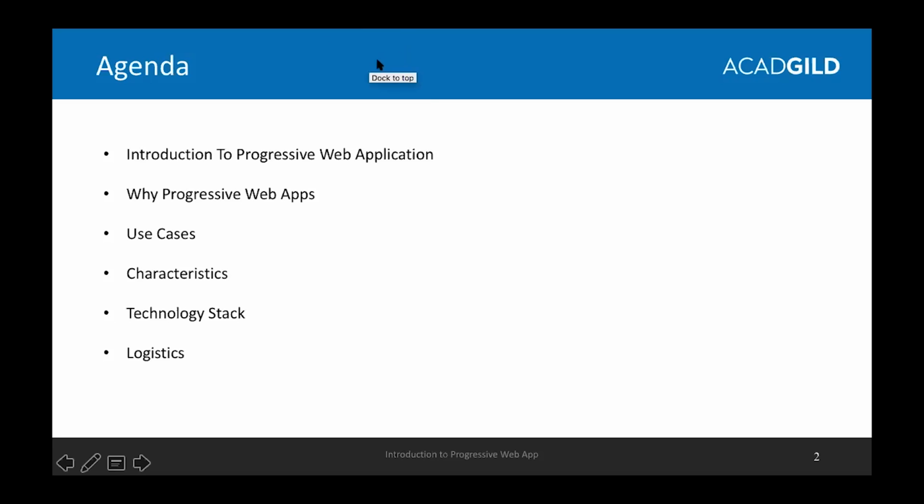progressive web applications. Then we'll look at a couple of use cases, the characteristics of a progressive web application, and the technology stack that comes under progressive web apps. Then we'll create a simple application. The target of that simple application is not to give you a working output, but to walk you through exactly how you could relate things to make it a progressive web application.